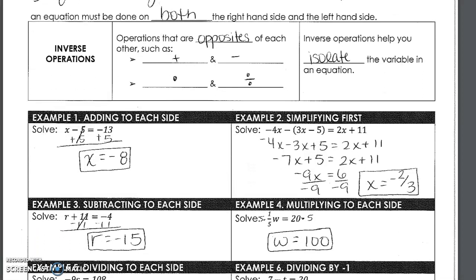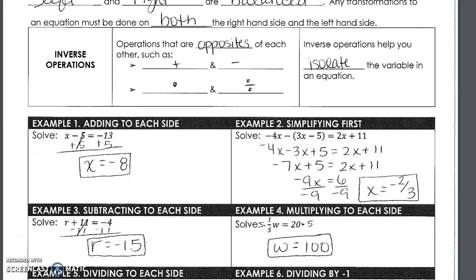All right, guys, you should be back. Let's check those answers. The answer for number 3 should be R is equal to negative 15. And the answer for number 4 is W is equal to 100. Example 3, I'm confident most of all of you got.